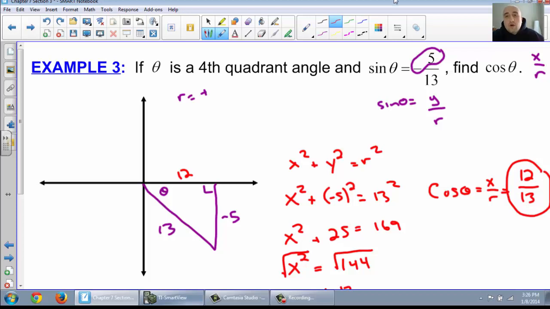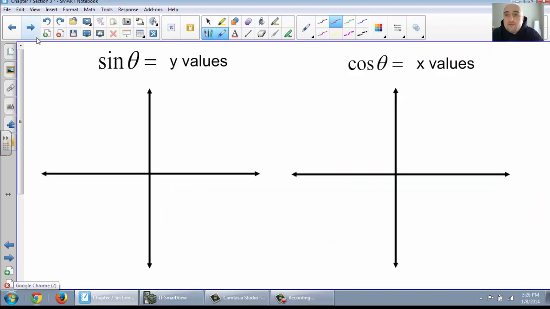So if it tells you what quadrant you're in, that's how you know whether your x is going to be positive. Okay, this is a positive x. We went down, so it's negative. R is always positive. Okay? All right, last thing we need to talk about.